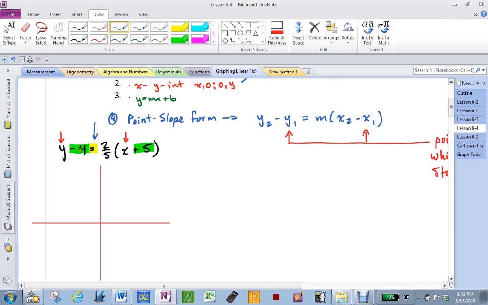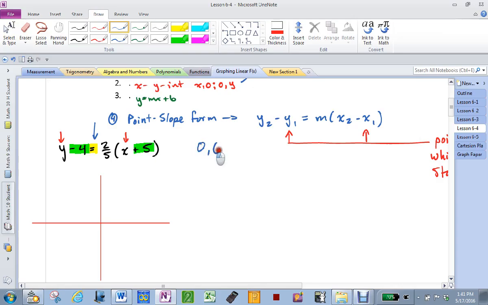What is the easiest number I can put into x and y to make this true? So Vanessa says 0. Okay. What is 0 minus 4? 0 minus 4 is 0? Negative 4. And what is 0 plus 5? 5. 5 times 2 fifths is 2, correct? Does negative 4 equal 2? Does it? No. So I can't put 0 in, so that's out.